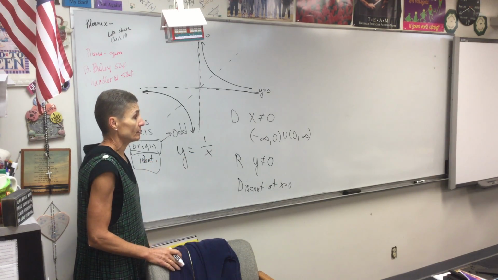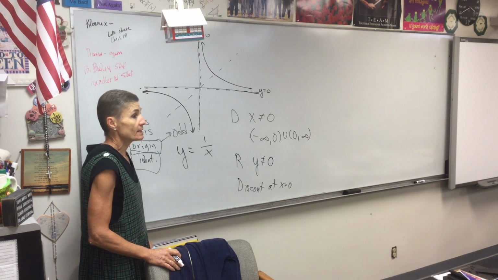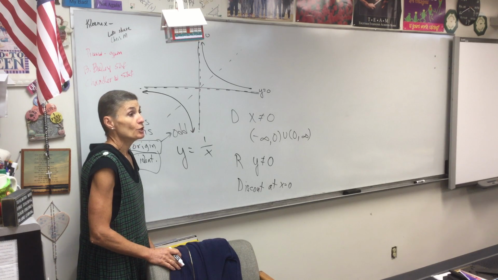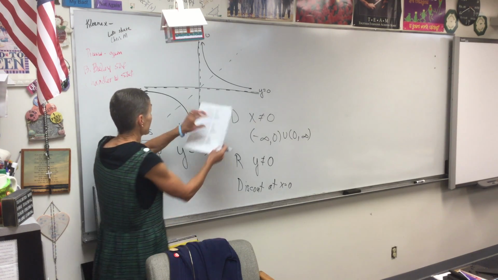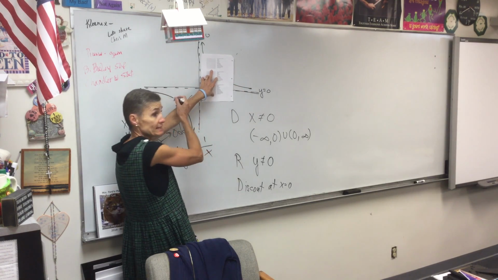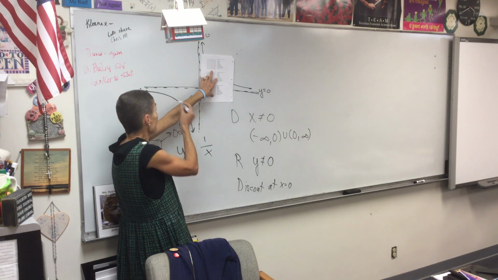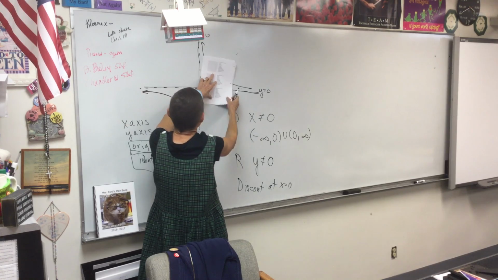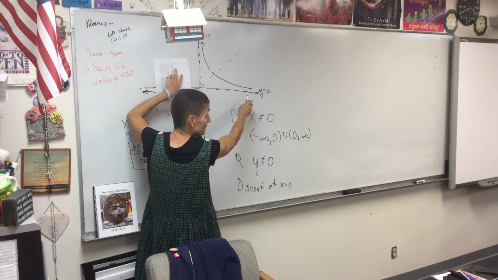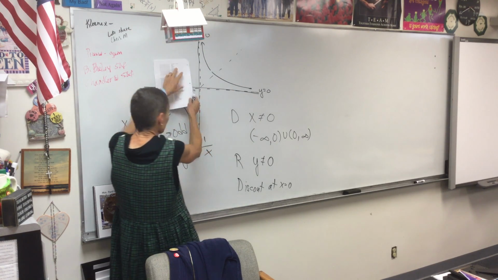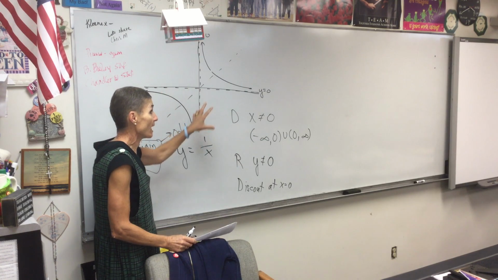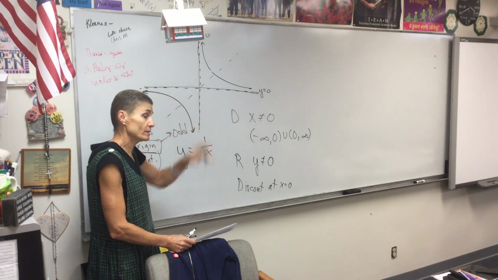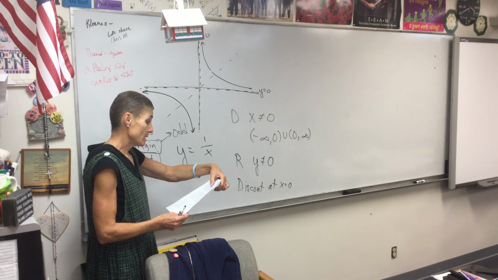Is it bounded? Does it have a ceiling and a floor? No. Now, if you looked at only one piece of it, then this piece would be bounded above, and this piece would be bounded below. But we're not looking at pieces, we're looking at the entire curve. It is not bounded. It goes up forever and ever and down forever and ever.